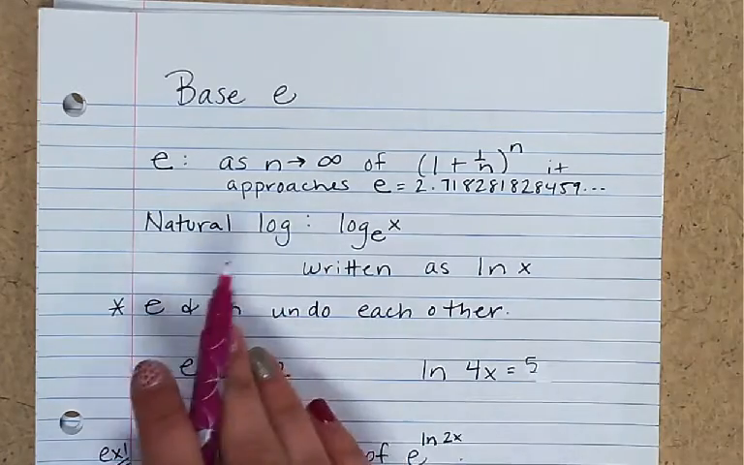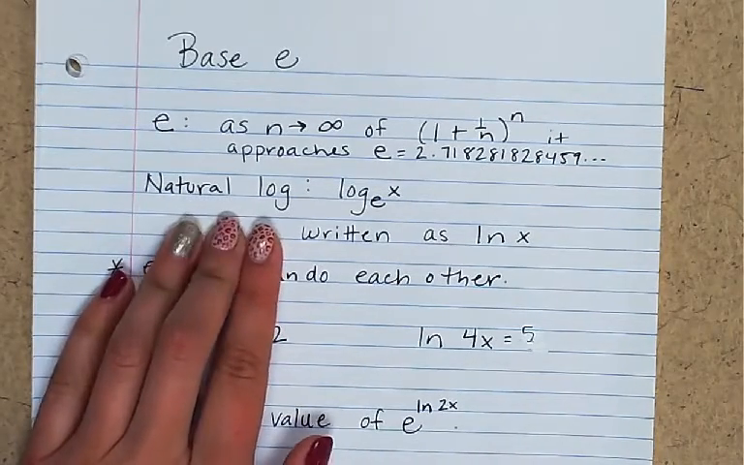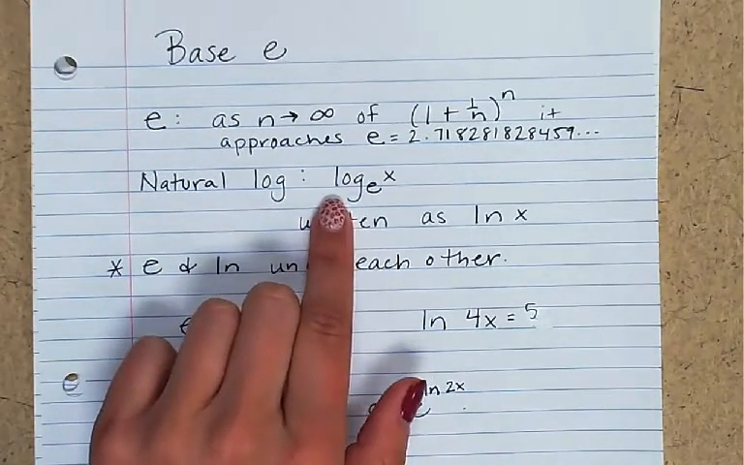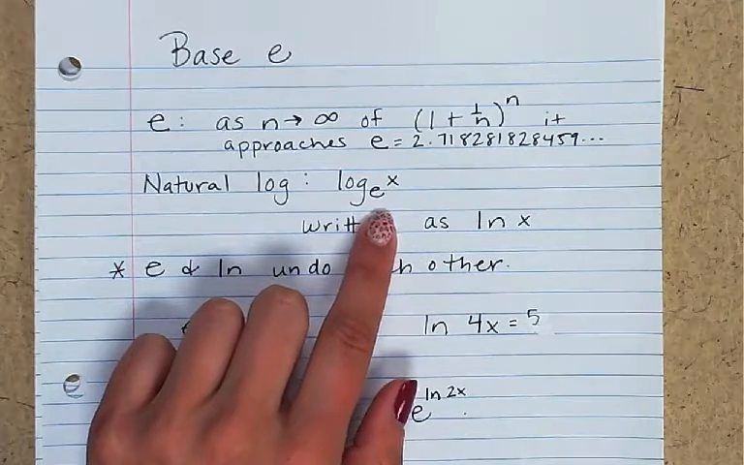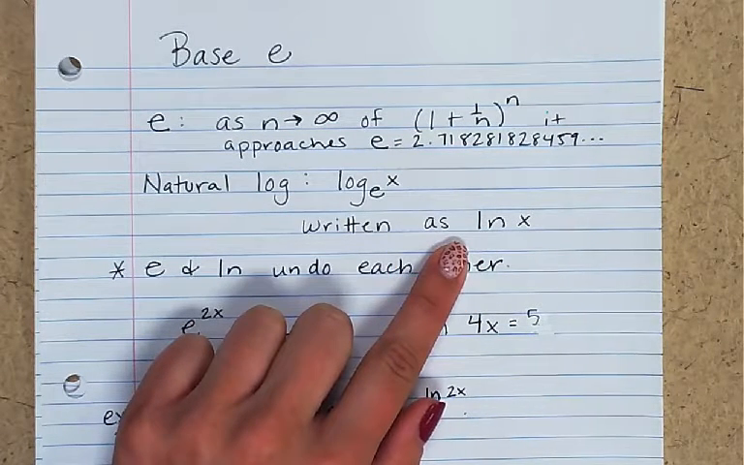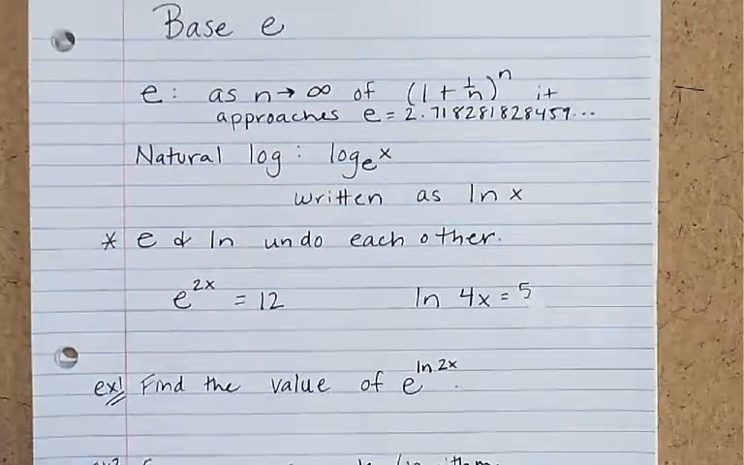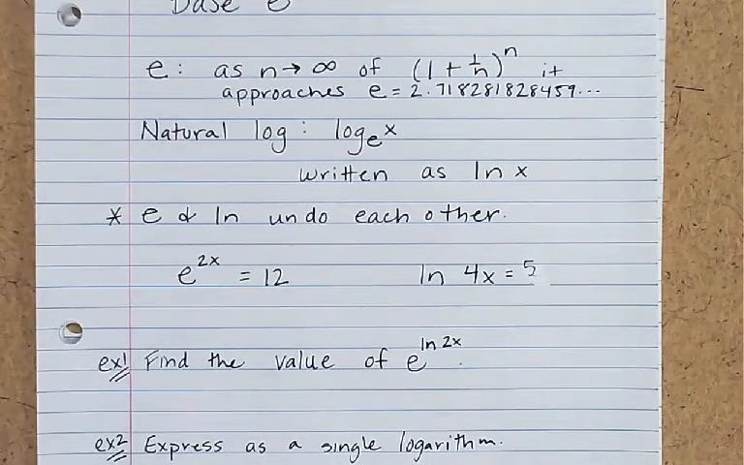So another thing that they kind of touched on in the video but don't really explain is natural log. So when you have a natural log, that's when you have a log base E, and the way you write it is ln x, and this stands for the natural log of x, where it's log base E. So another thing they don't really tell you, E and natural log undo each other, just like in the other videos that we did where exponential functions and bases undo each other. They're inverses of each other.